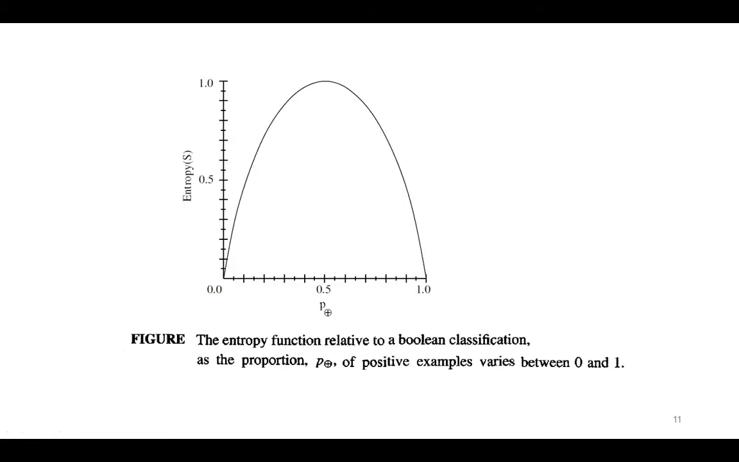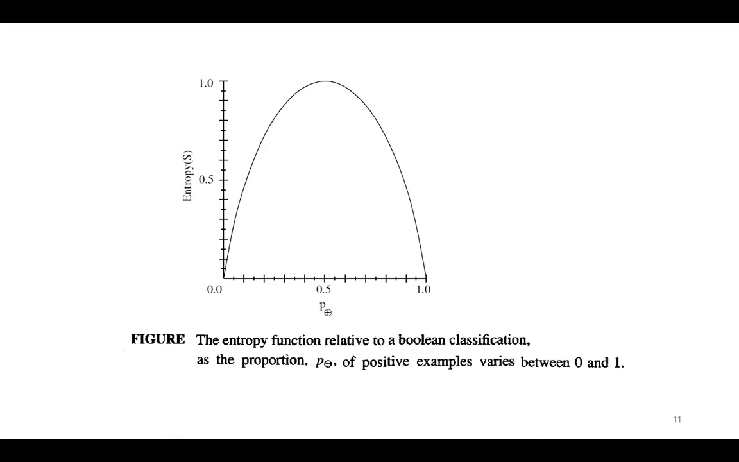One interpretation of entropy from information theory is that it specifies the minimum number of bits of information needed to encode the classification of an arbitrary member of the set S. For example, if p plus is 1, then the receiver knows the drawn example will be positive, so no message needs to be sent and the entropy is 0. On the other hand, if p plus is 0.5, then one bit is required to indicate whether the drawn example is positive or negative.